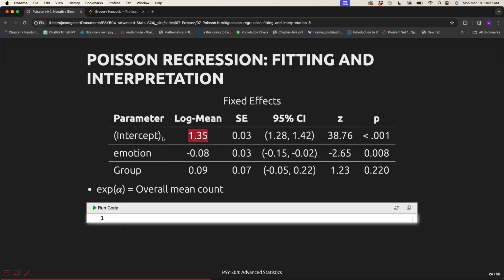If we look at the intercept value here, we get a log mean of 1.35. That's not that intuitive, right? So what we can do is take the exponent of this, and this gives us the mean counts. So in our particular data set, within the model, the overall mean count is 4. So on average, there's about 4 fixations. That's pretty intuitive, to me at least.